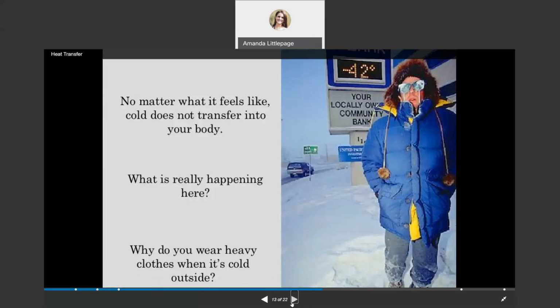So remember, cold does not transfer, no matter how cold it is. You wear heavy coats and jackets because you're trying to trap your body heat inside and prevent your body heat from transferring to the surrounding environment.